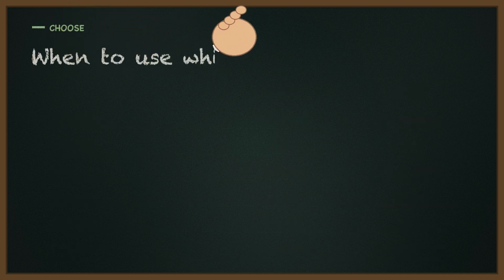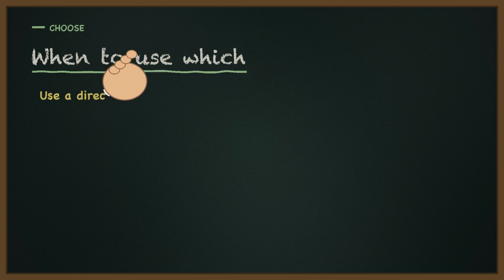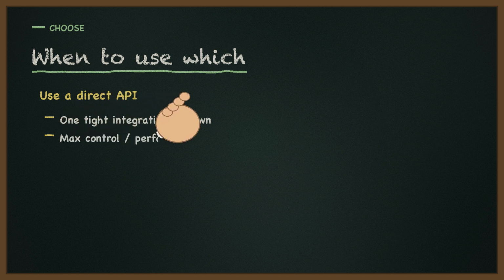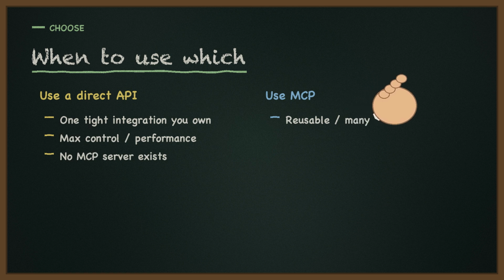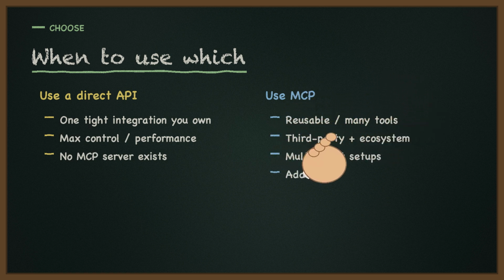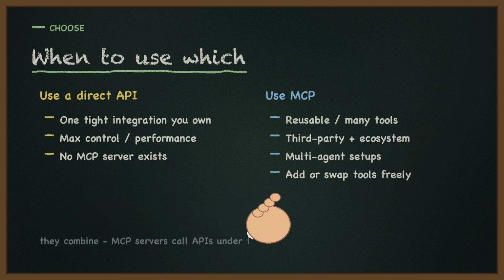So which do you pick? Use a direct API for a single, tightly controlled, high-performance integration you fully own, or when no MCP server exists. Use MCP for reusable tools, third-party and ecosystem tools, multi-agent setups, and whenever you want to add or swap tools without rewriting the agent. And remember, they combine. It's rarely either or, since MCP servers so often call APIs under the hood.